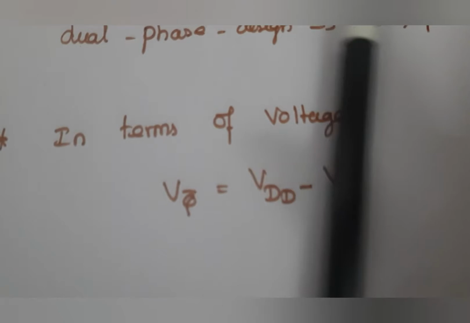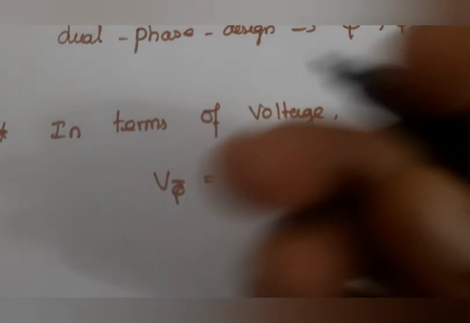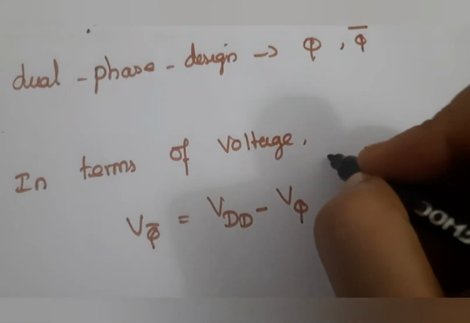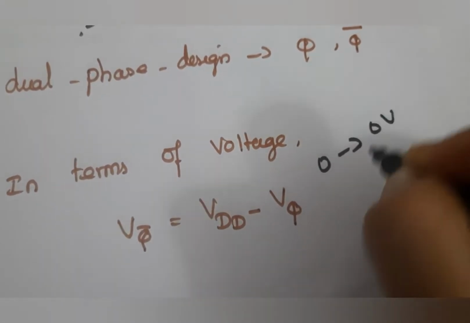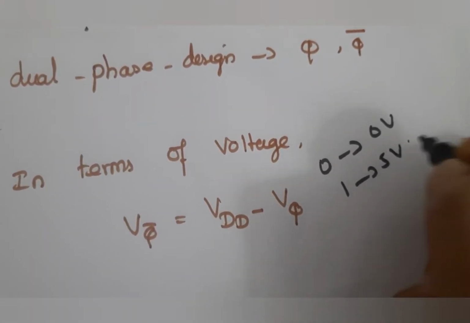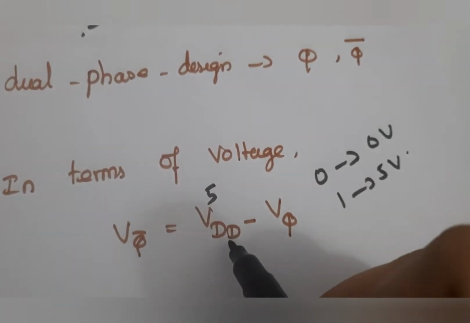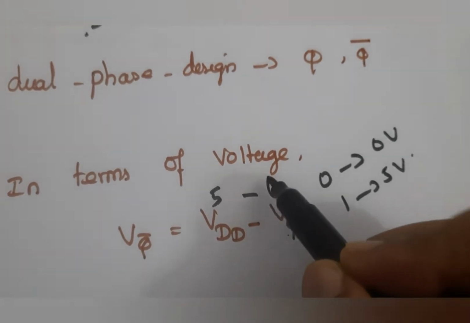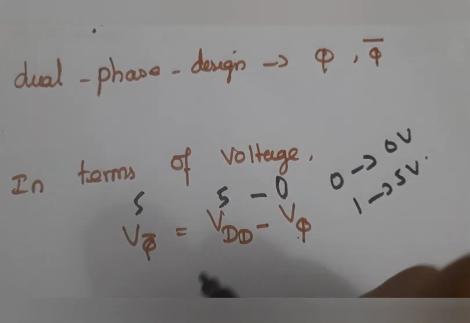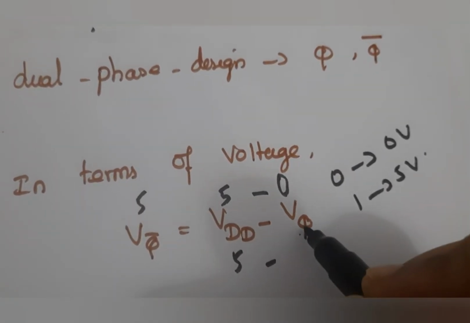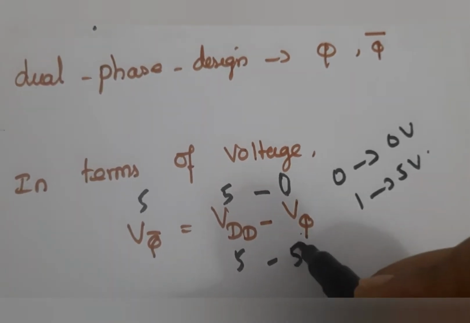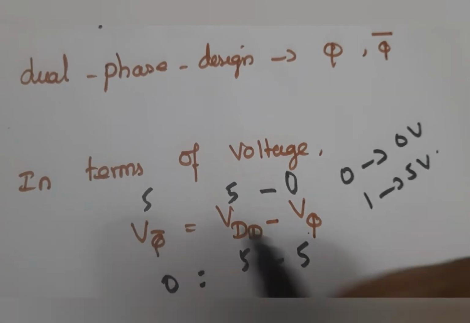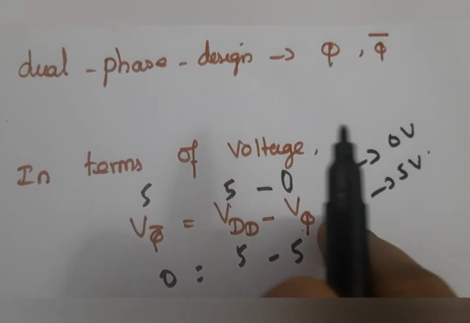So in terms of voltage, we can represent the two different clock cycles, and this 0 means 0 volt, 1 means 5 volt. Now if VDD is 5, when the voltage of this clock cycle is 0, we will get this as 5. And when the voltage of this clock cycle is 5, we will get this 0. This is the complement of this clock cycle.